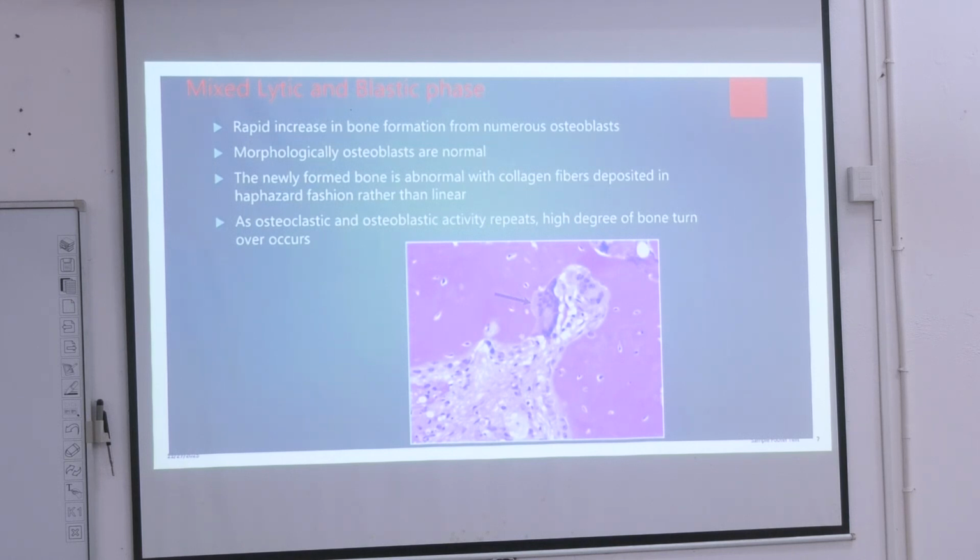So in the lytic and blastic phase, the second phase, as well as bone resorption, the speed of bone formation also increases. Morphologically, osteoblasts are normal. These are all osteoblasts. In the bony lacunae, these mononuclear cells are osteoblasts. Everybody can see.